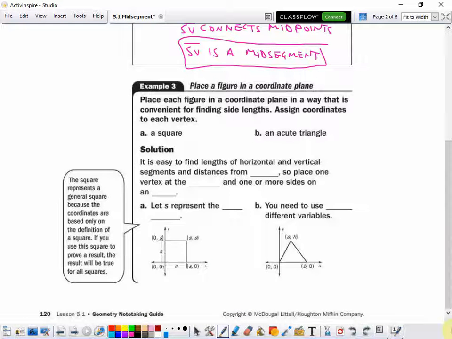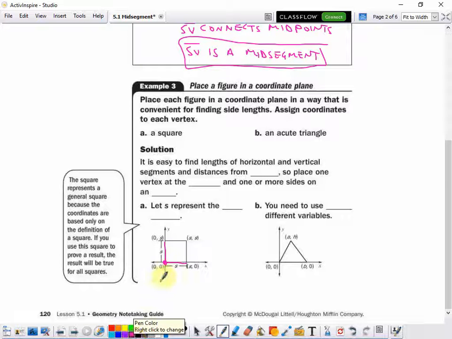Okay, so this part right here, we're not going to go very deeply into what this is all about. It's the coordinate proofs part that we skipped the definition of on page 1. This is just saying place a figure in a coordinate plane. What this is trying to drive home is that if you're going to find the lengths of sides and midpoints and everything like that, it's really nice and easy if you use a vertex at an origin and place sides whenever you can along an axis.